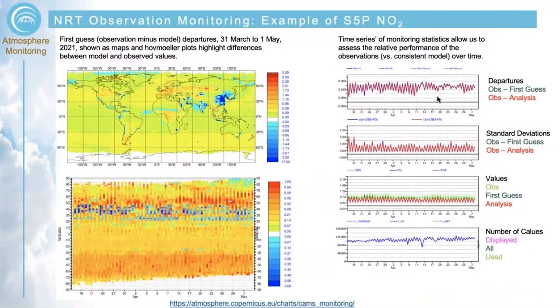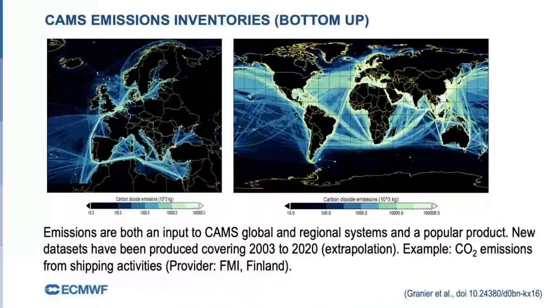Okay, so that comes to an end of what I wanted to talk about in terms of the system and in terms of how we ingest observations and how we make use of satellite observations in CAMS. I'm going to now talk about some of the other inputs and data products that we have and show some examples of what they look like for different applications.